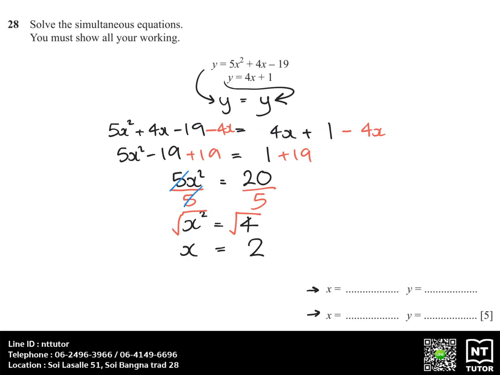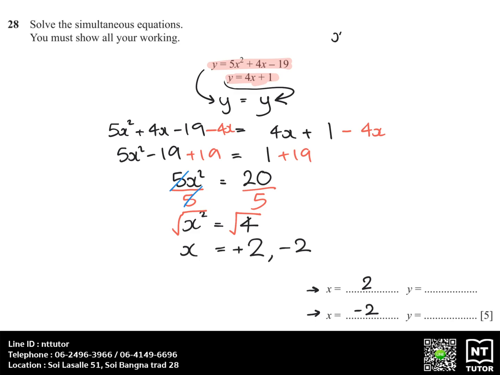But notice that we should have 2 values of x. Whenever we square root something, the negative value of the value also works. This means that we have plus 2 and minus 2. So our 2 values of x should be 2 and minus 2. And then we can use these values of x that we just found to substitute back into either equation to get the value of y.